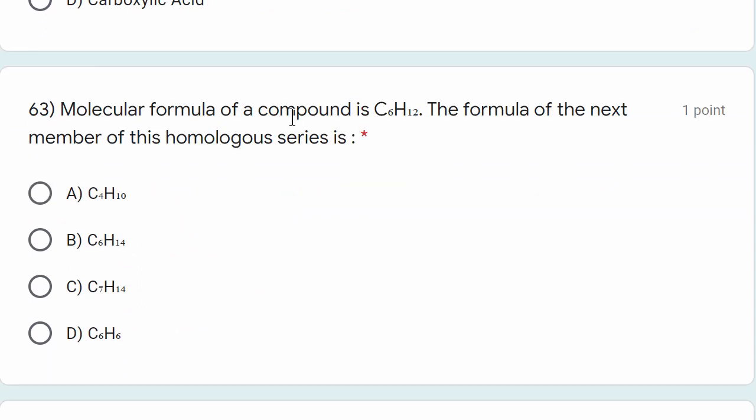Now, the molecular formula of a compound is C6H12. What is the formula of the next member of this homologous series? In a homologous series, the general formula is the same. Here it is CnH2n. That means the number of hydrogen atoms is double the number of carbon atoms. So the next member will be C7. Since it will have double, we'll have C7H14. That will be the correct answer.